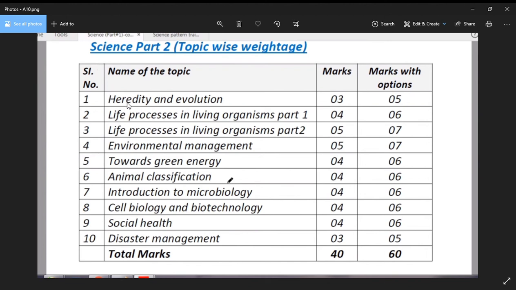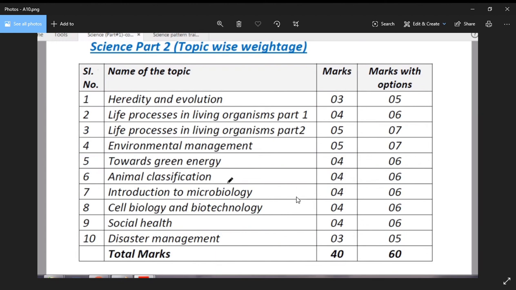Here again there are 4 columns: serial number of the chapters, name of the topic, compulsory marks and marks with option. Now the first chapter is Heredity and Evolution, compulsory marks 3, marks with option 5. Life Processes in Living Organisms part first, 4 marks, marks with option 6. Life Processes in Living Organisms part 2, compulsory marks 5, marks with option 7. Environmental Management, compulsory marks 5, marks with option 7. Chapter 5, Towards Green Energy, compulsory marks 4, marks with option 6. Chapter 6, Animal Classification, compulsory marks 4, with option 6 marks.